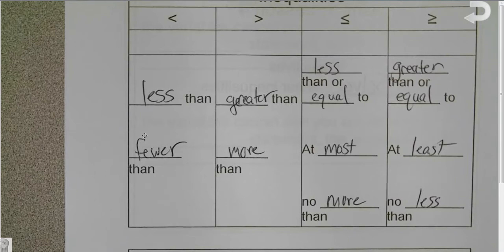Think of it in terms of money. If I say that the amount of money you have is less than or equal to a certain amount, that's the most you could have. If I say the amount of money you have is greater than or equal to a certain amount, that's the least amount of money you could have. And that's the way that helps me remember it.